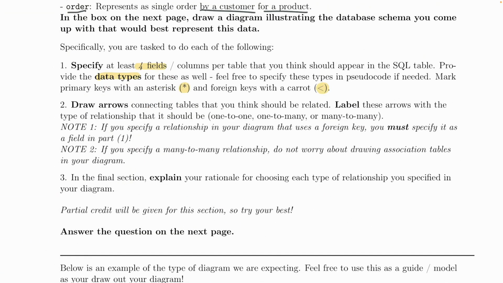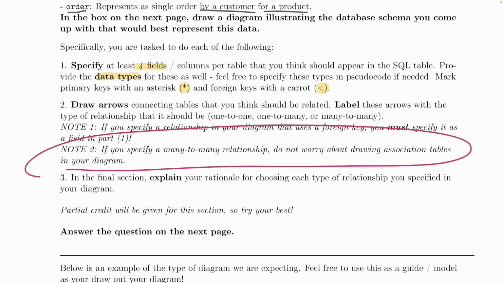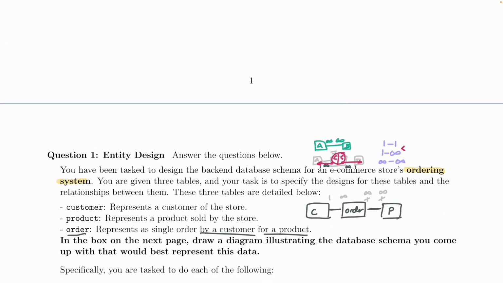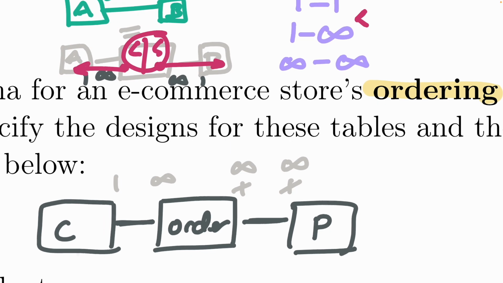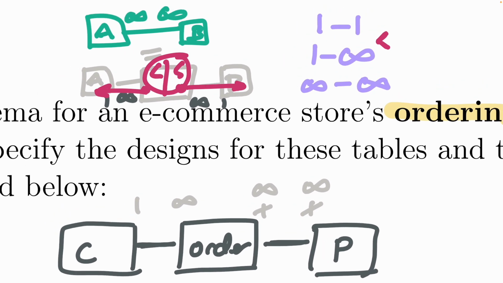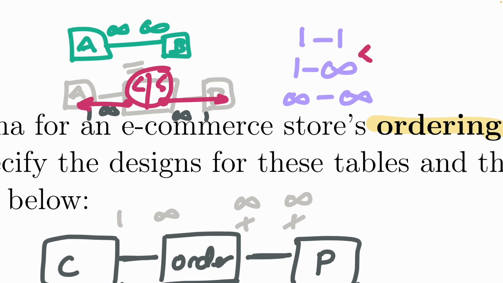Now, if you remember in the instructions, we mentioned at the top here that if you are specifying a many-to-many relationship, you do not need to draw the association table in your diagram. So if you have a many-to-many relationship in your diagram, you do not need to specify foreign keys in your diagram because they would be in the association table, which is hidden. And then lastly, for a one-to-one relationship, either works, but you want to only choose one. So you can either put the foreign key in the left or foreign key on the right, but not both.